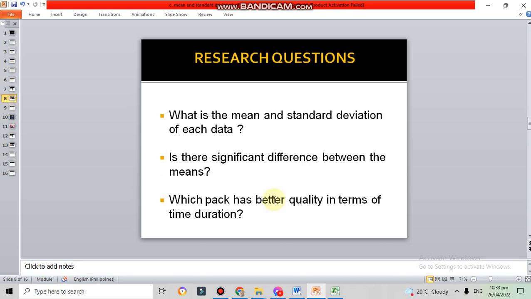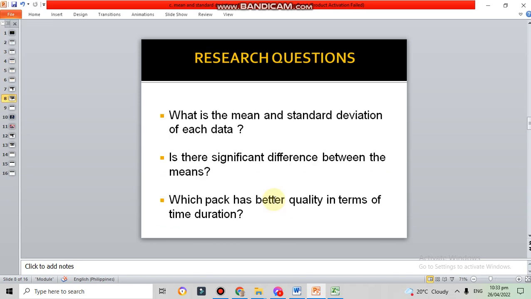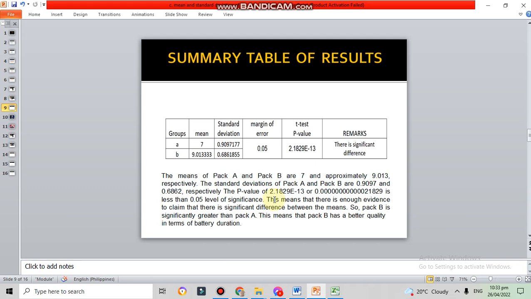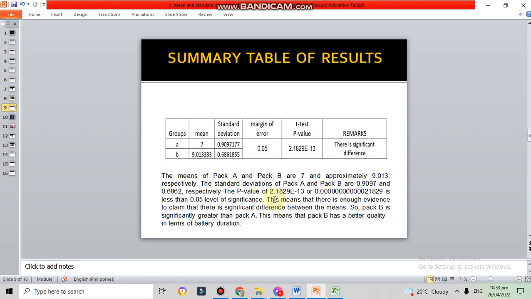Okay, so what is the mean and standard deviation of each data? So we have here the means and standard deviations. Is there significant difference between the means? Yes, absolutely. And which pack has better quality in terms of time duration? Because pack B has the higher mean and there is significant difference, pack B is significantly greater than pack A. So that means that pack B has a better quality in terms of battery duration.